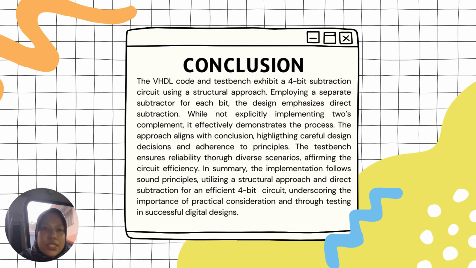4-bit subtraction circuit using a structured approach. Employing a separate subtractor for each bit, the design emphasizes direct subtraction, while not explicitly implementing the two's complement. It efficiently demonstrates the process. The approach aligned with the conclusion, highlighting careful design decisions and adherence to the principle.